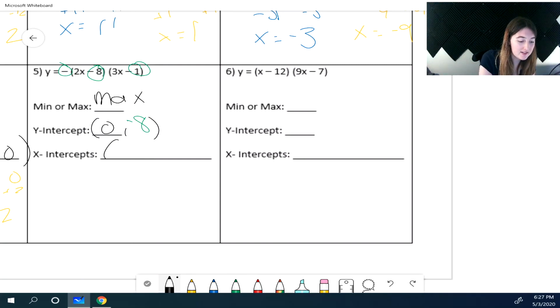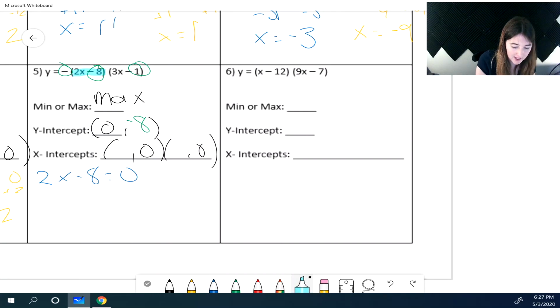Okay, our x-intercepts means x is a number and y is 0. How do we find our x-intercepts? We set these equal to 0. So 2x minus 8 equals 0, and 3x minus 1 equals 0.